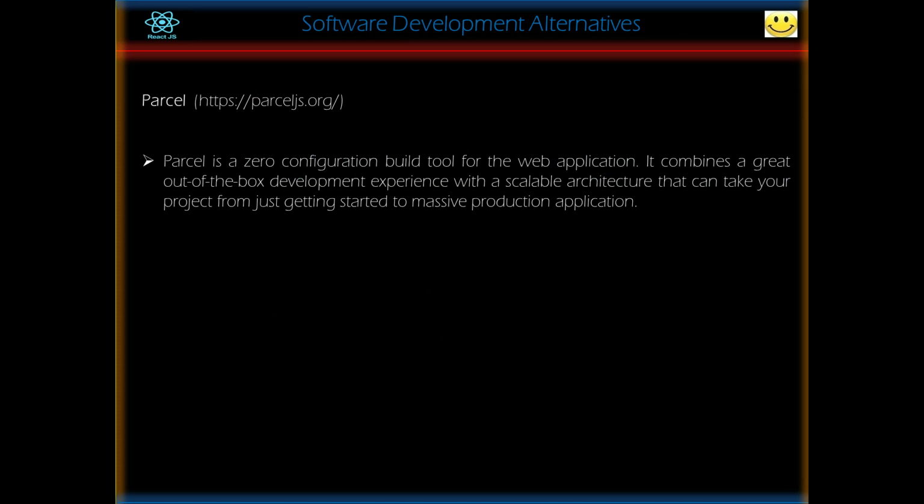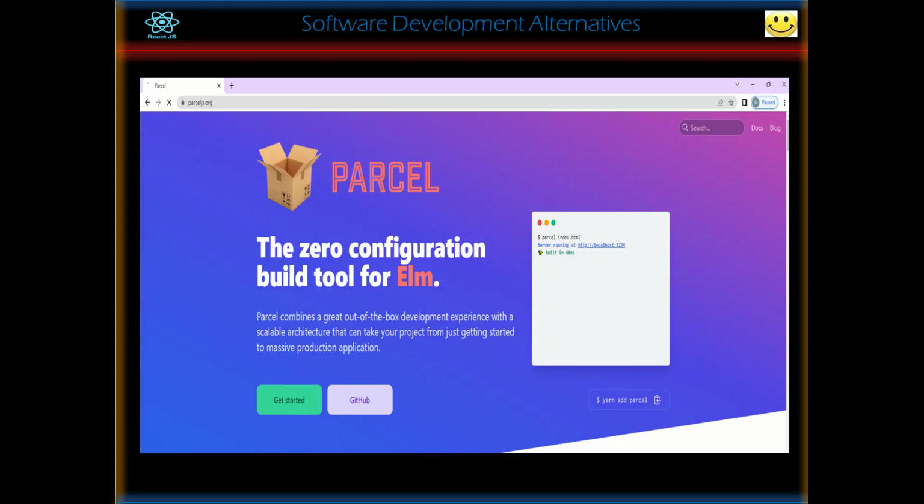Software Development Alternatives. Parcel. It is a zero configuration build tool for the web application. It combines a great out of the box development experience with a scalable architecture that can take your project from just getting started to massive production application. This is the homepage of Parcel website.